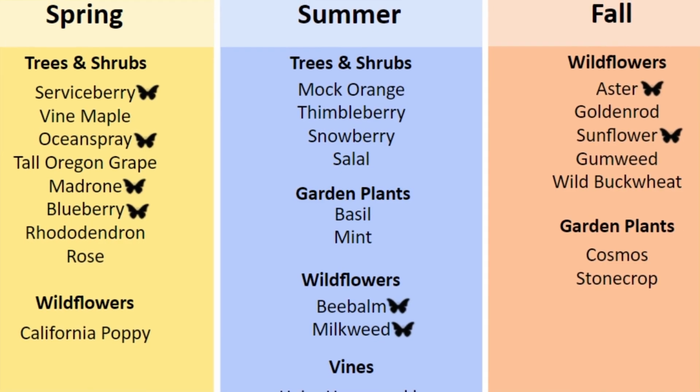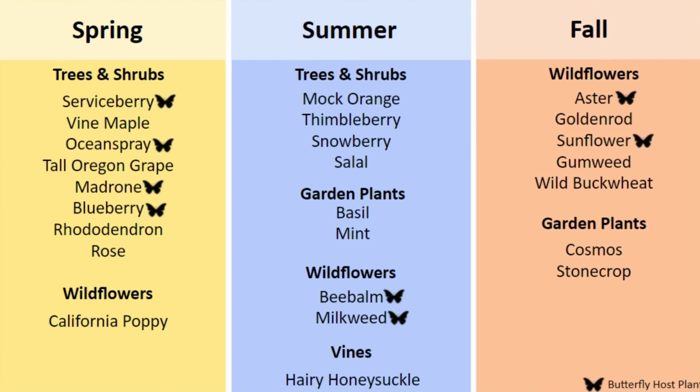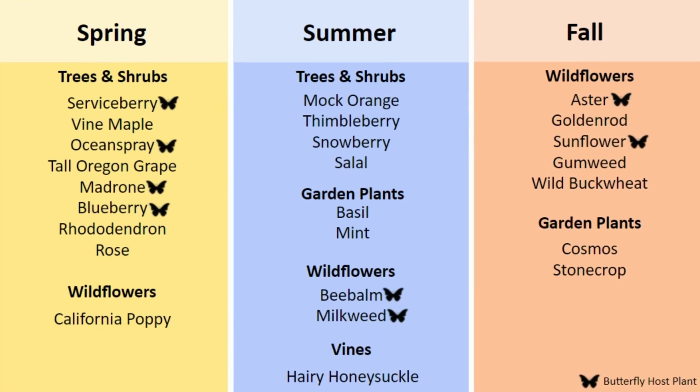To benefit local pollinators, use plants that will bloom in each season. This chart shows a variety of plants and in which season that they provide valuable nectar and pollen resources. Some of these are also butterfly host plants, which means that they need that plant in order for the larvae or adults to live.